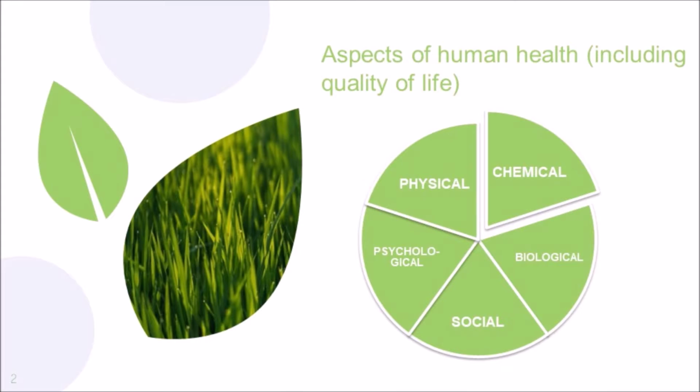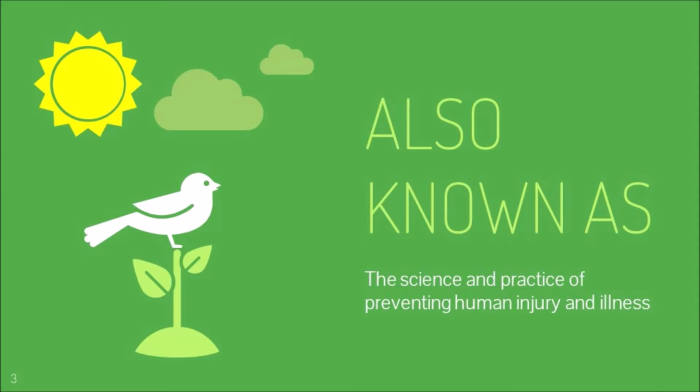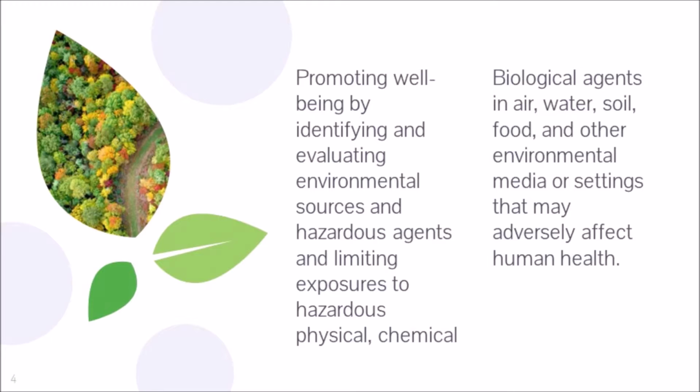Environmental health refers to aspects of human health, including quality of life, that are determined by physical, chemical, biological, social, and psychosocial factors in the environment. It is also known as the science and practice of preventing human injury and illness. It promotes well-being by identifying and evaluating environmental sources and hazardous agents, and by limiting exposure to hazardous physical, chemical, and biological agents in air, water, soil, food, and other environmental media or settings that may adversely affect human health.